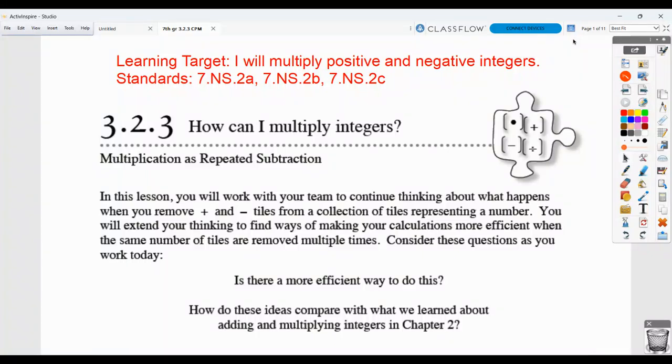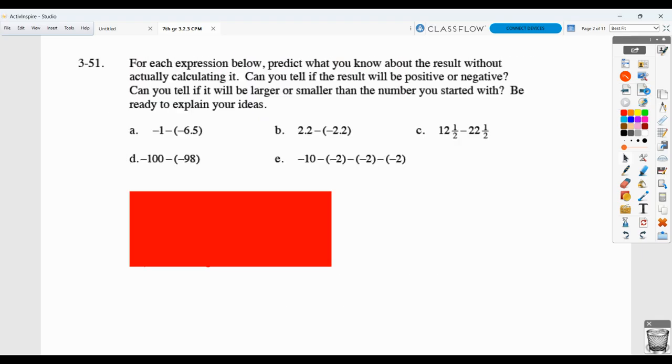The video is to provide you with the classwork notes that you need for section 3.2.3. So we're going to continue to think about what happens when we remove positive and negative tiles from a collection of tiles, and then we're going to extend our thinking to find ways to make our calculations more efficient if we remove the same number of tiles multiple times.